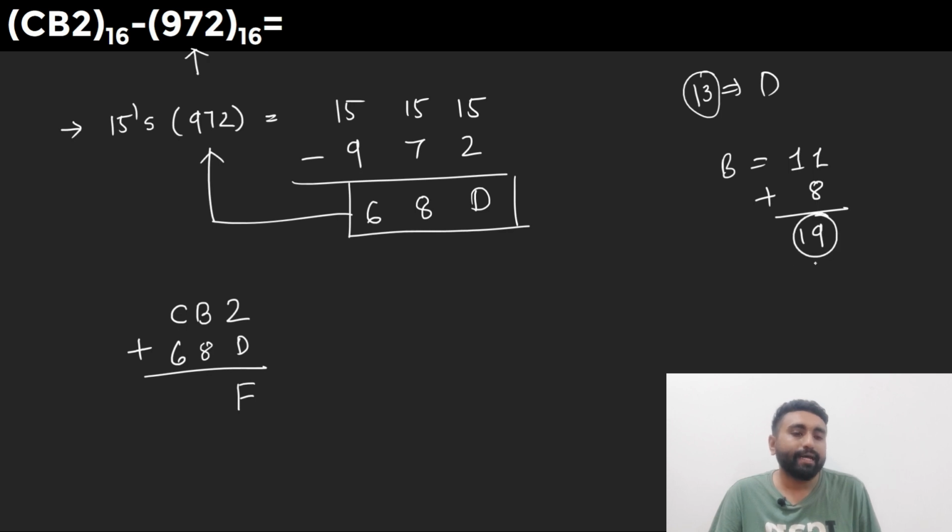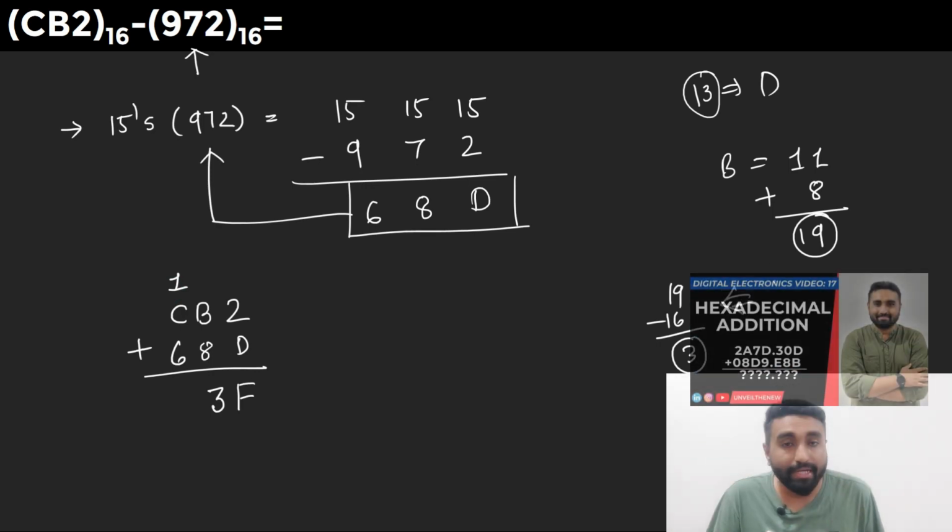Okay, now this is 19 in the hexadecimal, so we are going to subtract 16 from it, so that will be 3. Okay, so 3 will be here, and 1 will be as a carry. Now if you don't know how we have done this, we have covered it in the hexadecimal addition video.